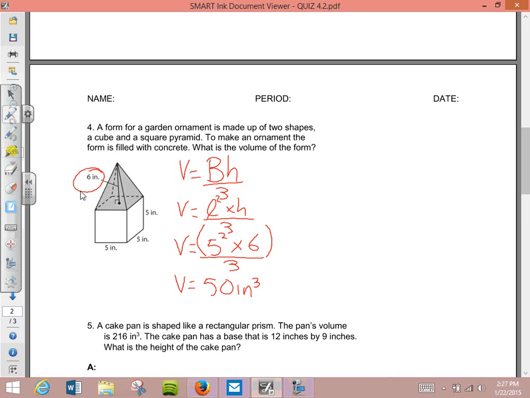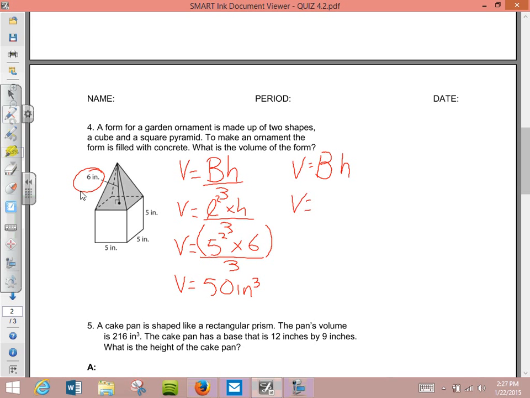cubic. Volume, cubic. 3D shape. What is the volume of the cube? How do we find it? What's the formula? I never told you length times width times height. It's area of the base times the height, right? And I keep saying those things because that's what you're going to see on the STAAR. Those are the formulas that you see. You need to get used to them.